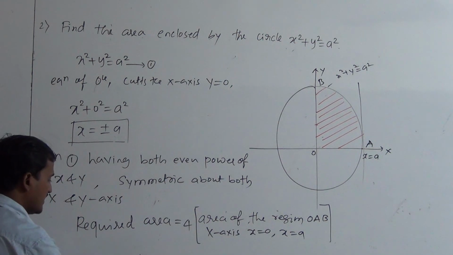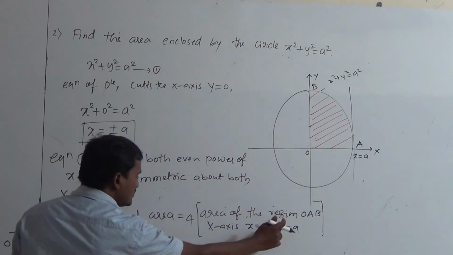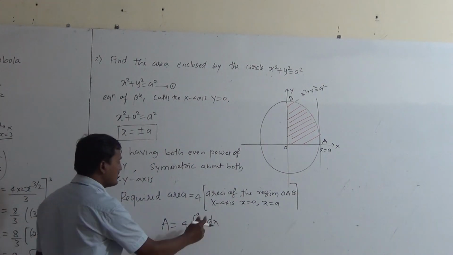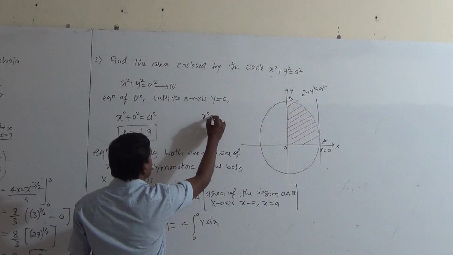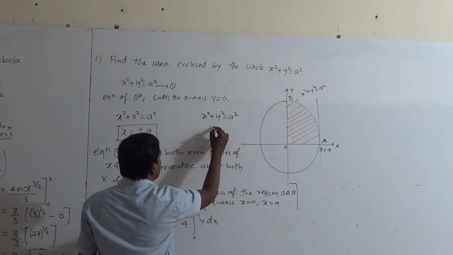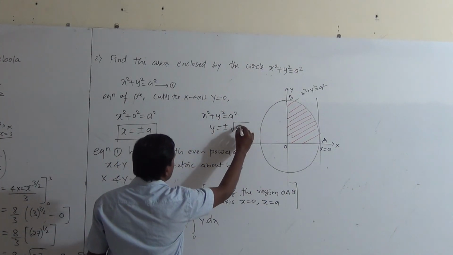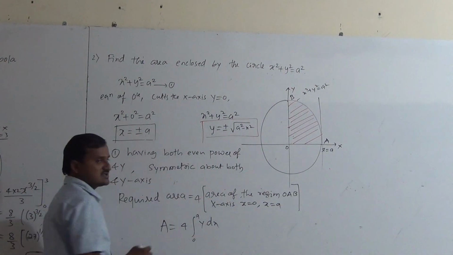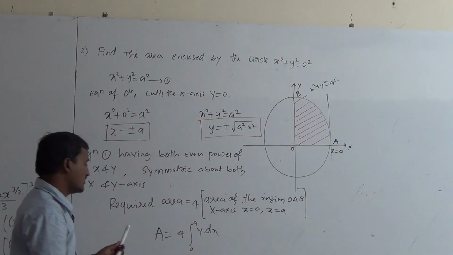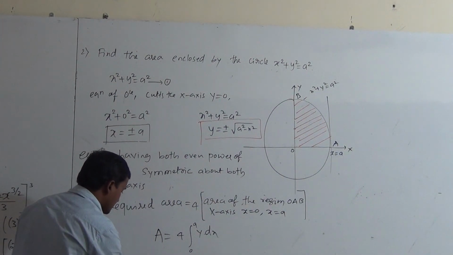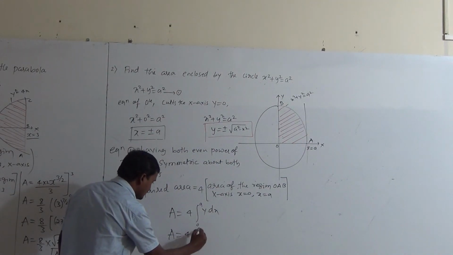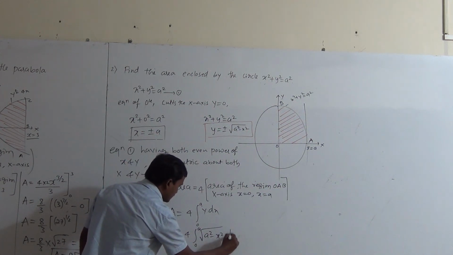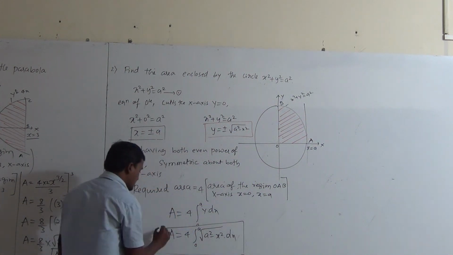So the required area is equal to 4 times the integral from 0 to a of y dx. But what is the value of y? We have x square plus y square equal to a square, so y is equal to plus or minus square root of a square minus x square. Here I will take only plus because the area lies in the first quadrant. So the area is 4 times the integral from 0 to a of square root of a square minus x square dx, right?